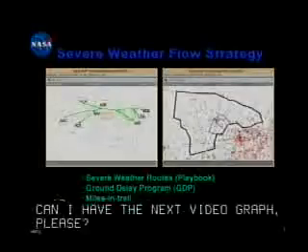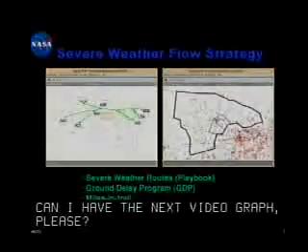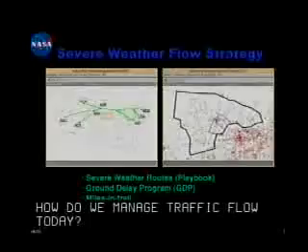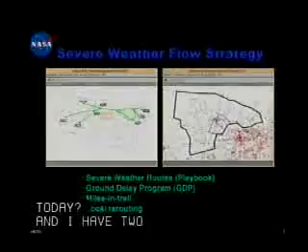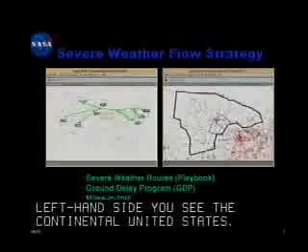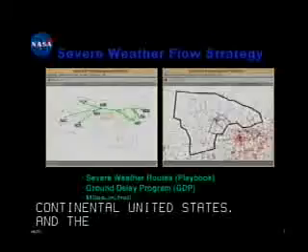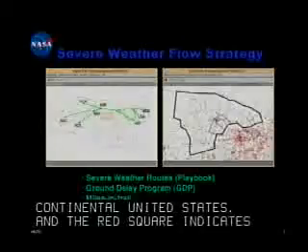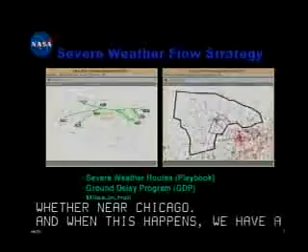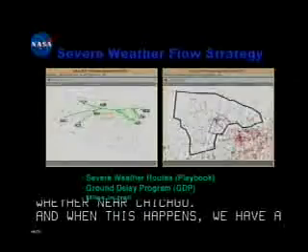Can I have the next view graph, please? Okay, how do we manage the traffic flow today? And I have two pictures. On the left-hand side, you see the continental United States, and the red square indicates weather near Chicago. And when this happens, we have a lot of alternate routes already pre-planned. And these are called severe weather routes.